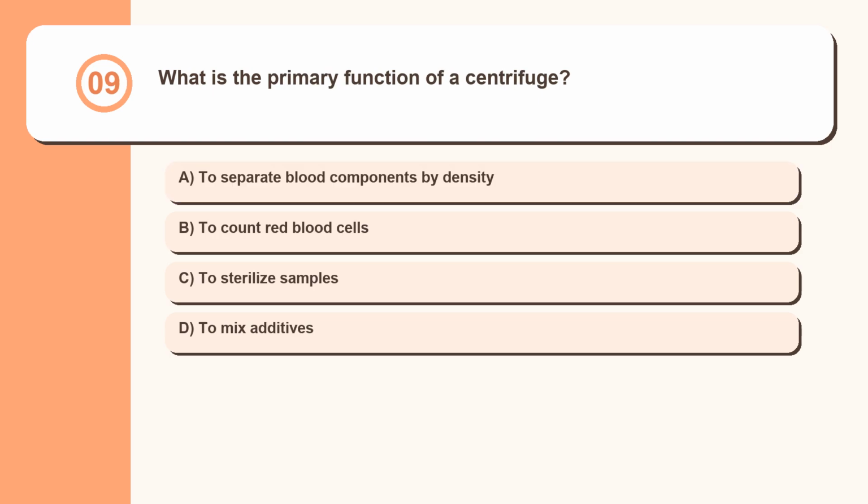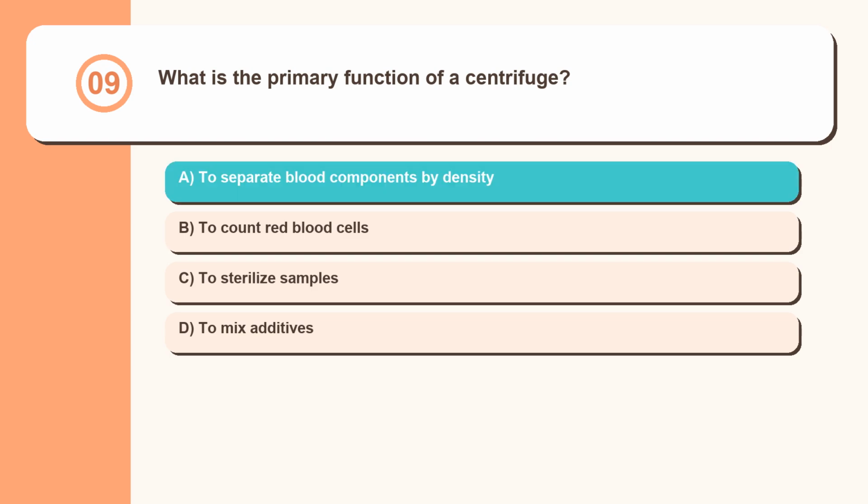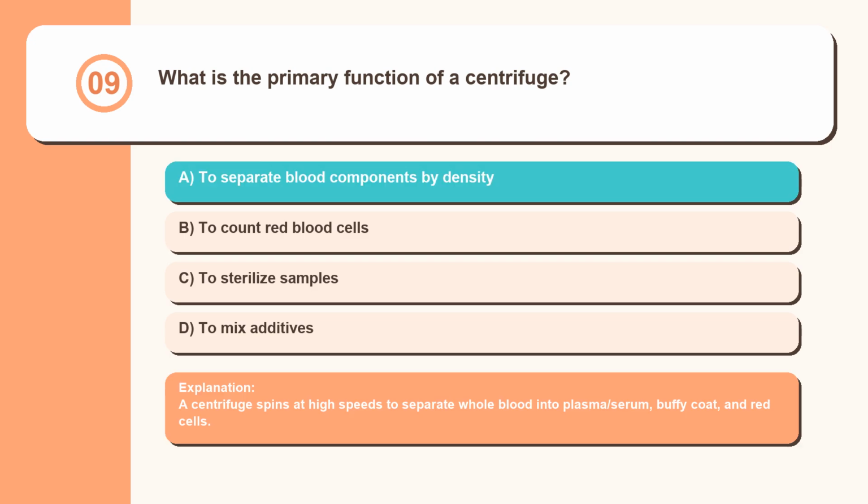Question 9. What is the primary function of a centrifuge? To separate blood components by density, to count red blood cells, to sterilize samples, to mix additives. A centrifuge spins at high speeds to separate whole blood into plasma/serum, buffy coat, and red cells.